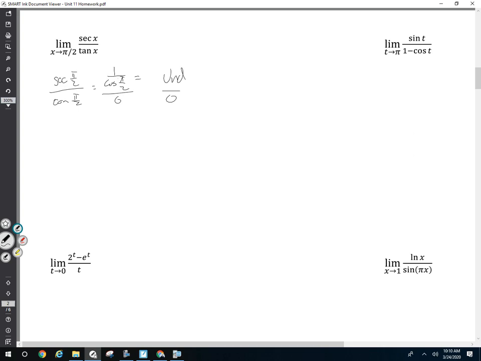I don't know what situation we have here. I've never seen something like this. Let's just take the derivative, see what happens. I get secant x tangent x. If you remember the derivative of secant, I get secant squared.